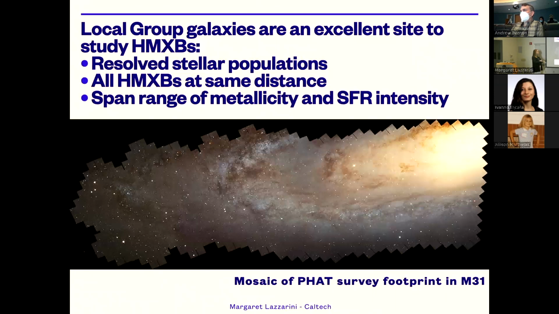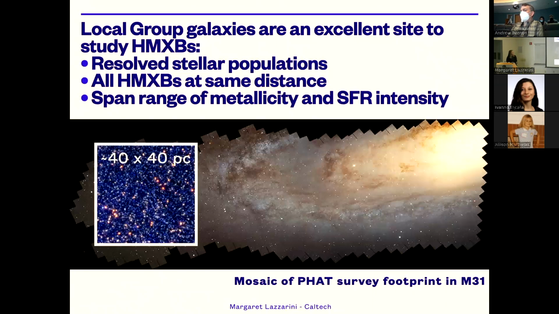And then looking at multiple nearby galaxies allows us to do this work at a range of metallicity and star formation rate intensity. So I'm going to show here a little inset image from HST. I think this is actually from the M33 survey, but showing kind of the rough area that we're looking at when we're trying to identify the companion star for an HMXB.